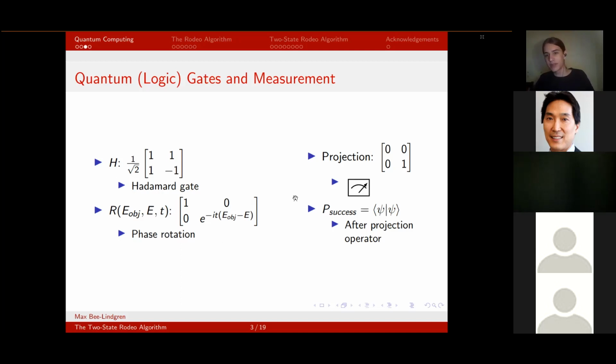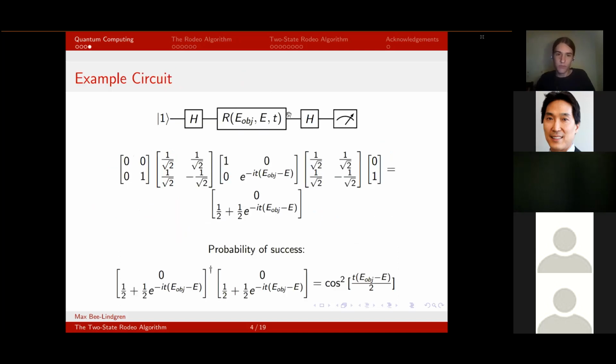And then for measurement, we typically project the qubit into the one state and then take the probability of success, which is just the state, so the qubit, times its complex conjugate. So this is a relatively simple quantum circuit. We start with a qubit in the one state, which is on the right here, and we apply the Hadamard gate, and then the phase rotation, and then another Hadamard gate, and then we measure it. So this has the effect of giving us this end state.